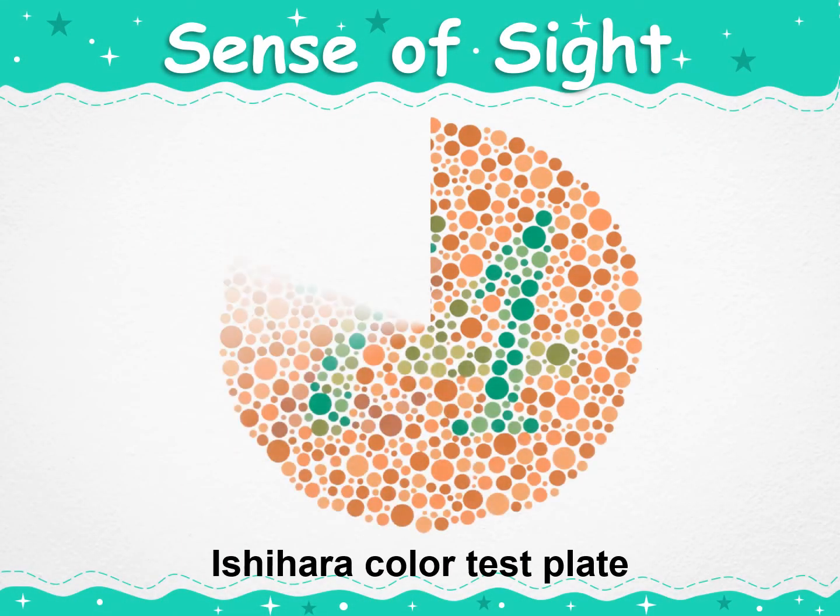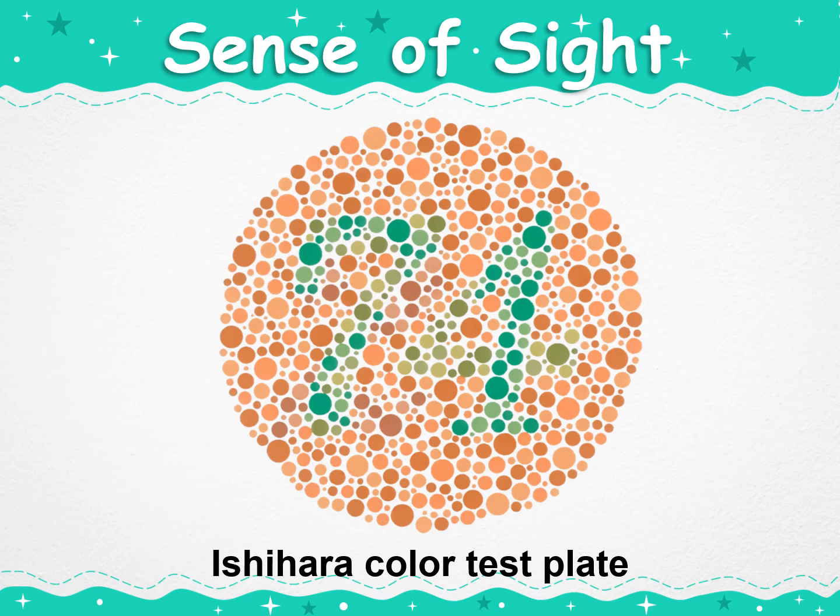The Ishihara color test plate is used to test whether a person has red-green color blindness. If he has color blindness, he is unable to read the number 74.